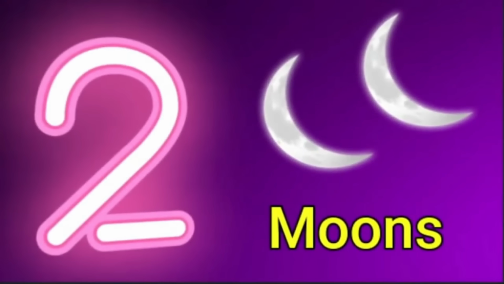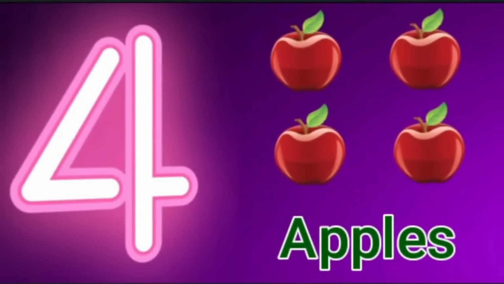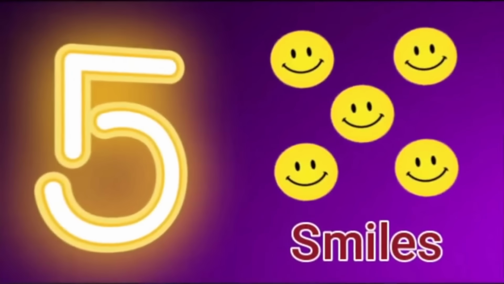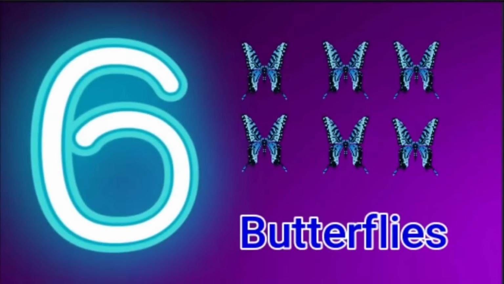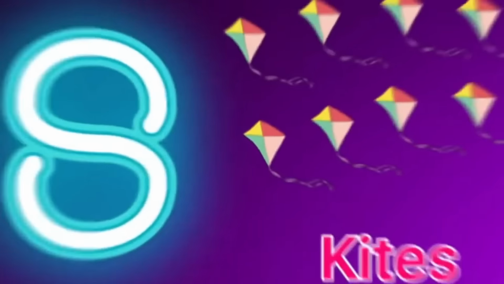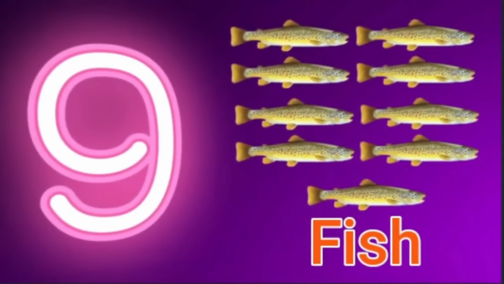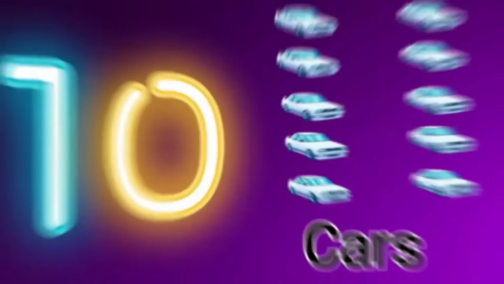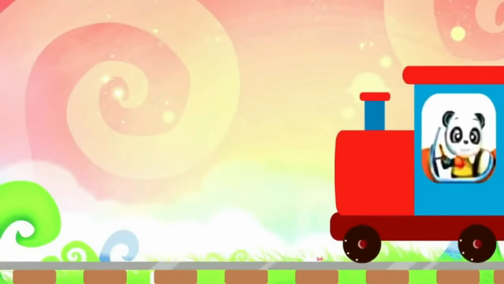One star. Two moons. Three leaves. Four apples. Five miles. Six butterflies. Seven honeybees. Eight kites. Nine fishes. Ten cars. Hello, kids. Today we are going to have our alphabet.